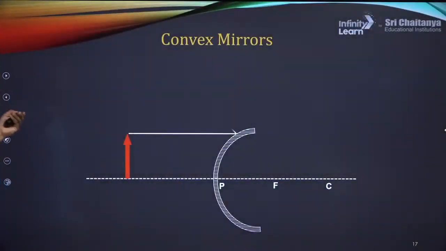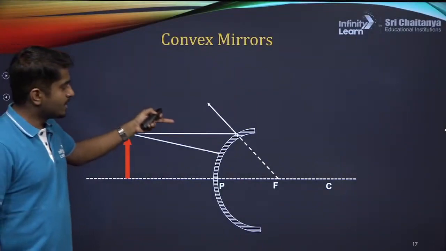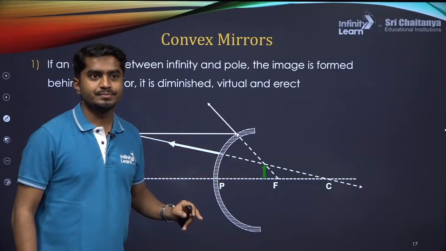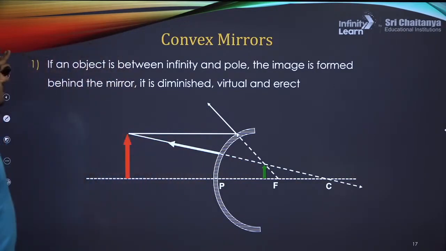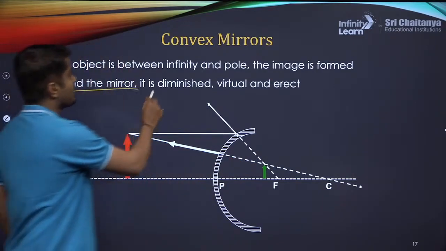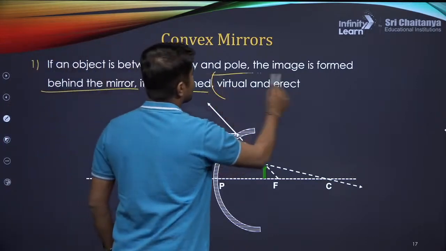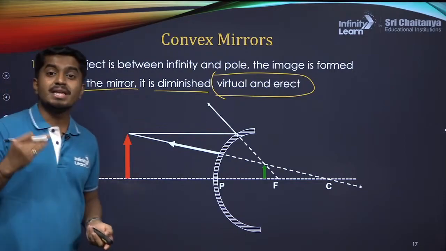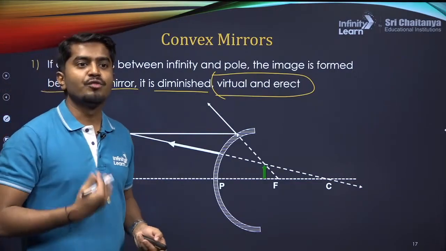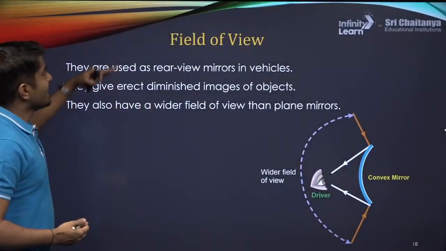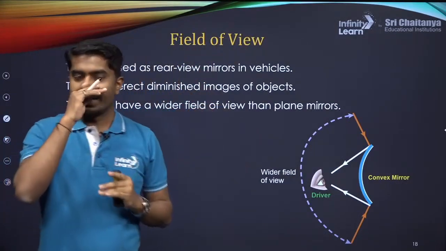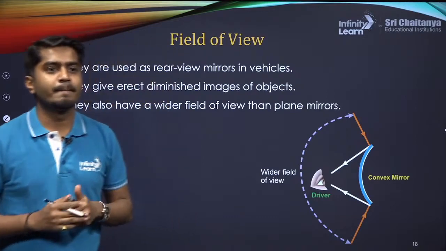So we know this ray diagram. The convex mirror forms a virtual and erect image, right? This image is formed behind the mirror. It is diminished, virtual and erect. So these are the properties of this image. But there is something very interesting about the convex mirror. And what is that? It is the field of view. So field of view का क्या मतलब है? कोई बता सकता है? What is field of view?